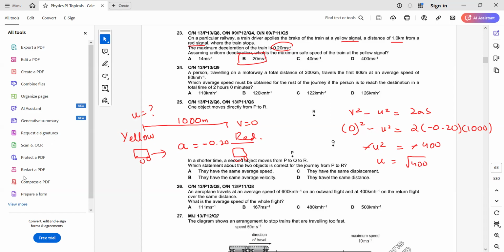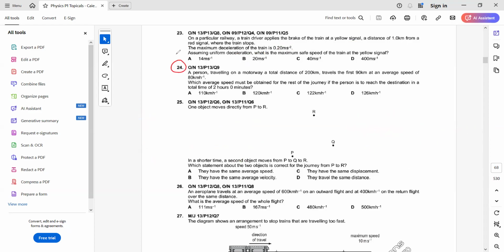Now, let's move ahead. Let's save this. Question 24. It says a person traveling on a motorway, a total distance of 200 kilometers, travels first 90 kilometers at an average speed of 80 kilometers per hour. Which average speed must be obtained for the rest of the journey? The person is to reach the destination in a total time of 2 hours and 0 minutes.